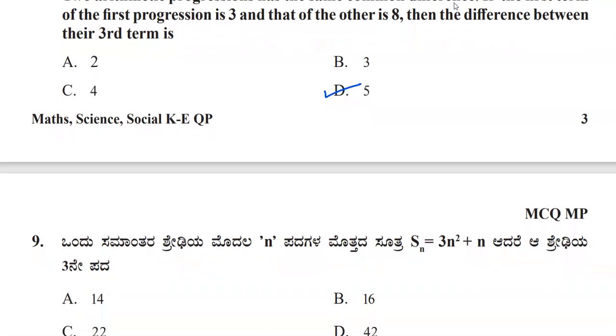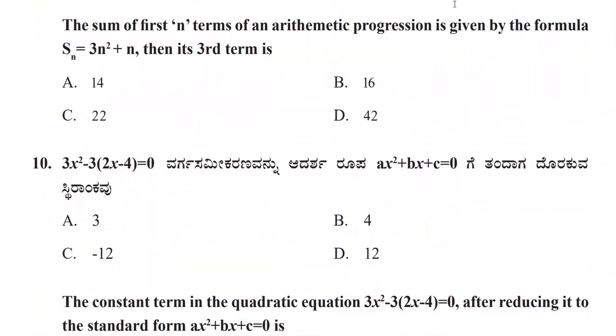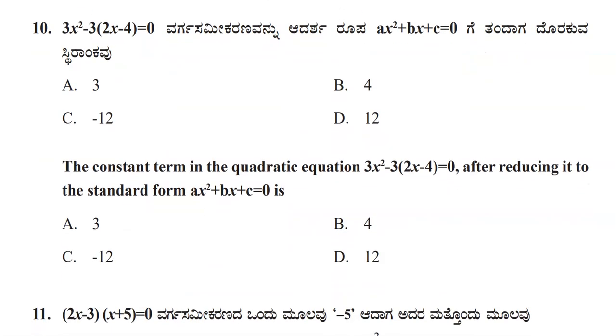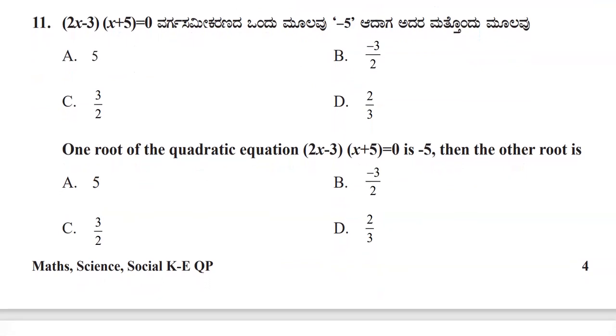Next, question number 9. The sum of first n terms of an arithmetic progression is given by the formula Sn is equal to 3n square plus n, then its third term is, the correct answer is option B, 16. Question number 10. The constant term in the quadratic equation 3x square minus 3 root 2 x minus 4 is equal to 0 after reducing it to the standard form ax square plus bx plus c is equal to 0 is option D, 12.